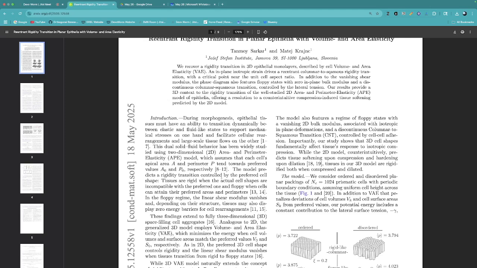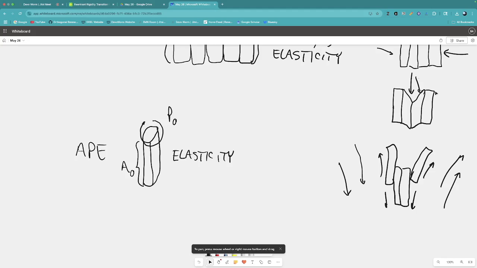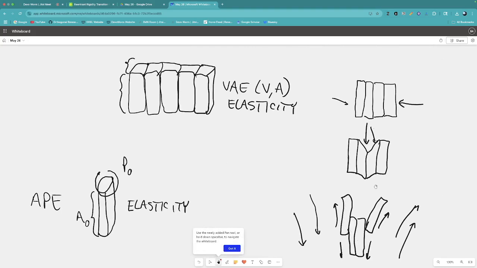The model predicts a rigidity transition controlled by the preferred cell shape. So that means that tissues are rigid when the actual cell shapes are incompatible with the preferred one, and floppy when cells can attain their preferred area and perimeter. So basically, when it's outside of its stable state, the tissue becomes rigid. You not only have one cell, you have a bunch of cells. And what we find is that when they're not in their stable state, they become rigid. So if they're in a state like this, they might become rigid, lest they come apart as a tissue. Or if they're in their preferred state, they might become flexible. So this might be its preferred state. Maybe it's a relaxed state, and then you get this ability to be flexible.